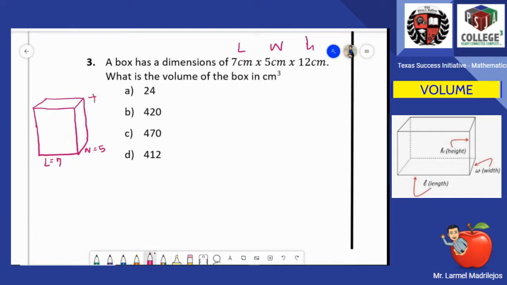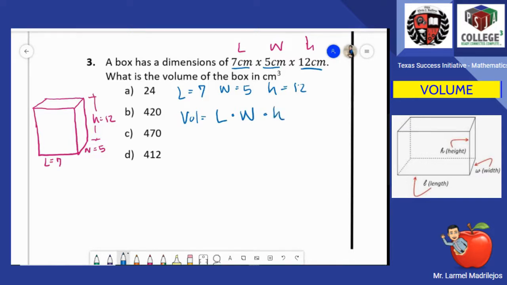From here to here, its height is 12. So the formula is already gathered. That's the length, the width, the height. If you want to rewrite, that's good. Length is 7, width is 5, and height is 12. The formula will be volume is area, which is length times width times the height.